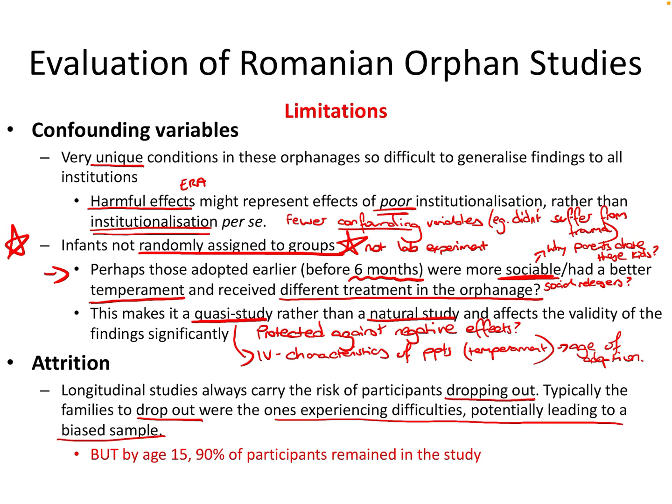And so it's likely to then lead us to have a biased sample. So we're not likely to get a full picture of the effects of institutionalisation because we haven't been able to study the entire sample of Romanian orphans. So this could be a problem because it could mean that our results are unfair and unrepresentative. However, I guess to argue against this, when they studied them at age 15, 90% of the Romanian orphans were still taking part in the study. I'm not sure what the latest figures are on that, but still, most of the children are still taking part. So that means that we're perhaps less likely to see any bias in the findings.